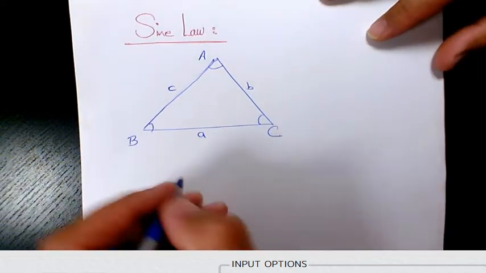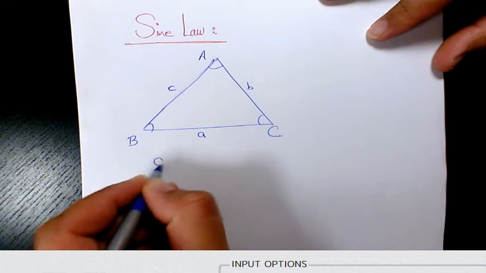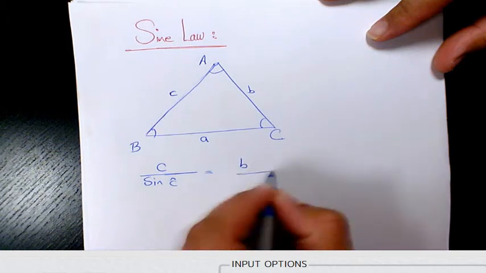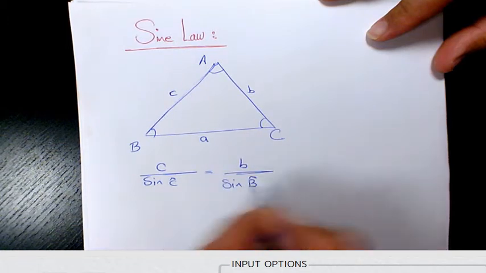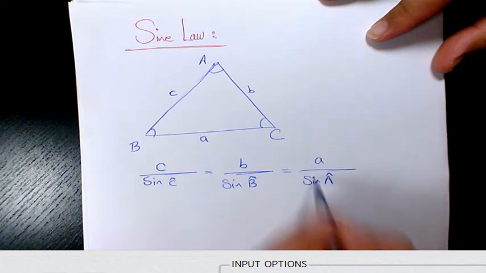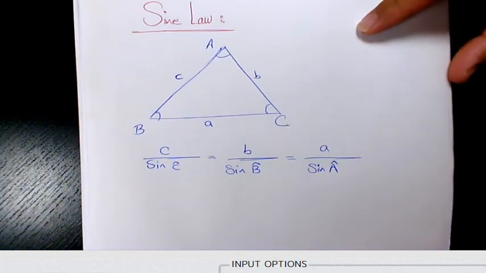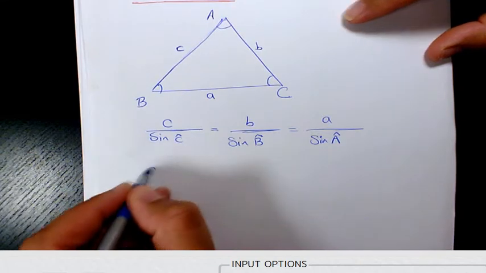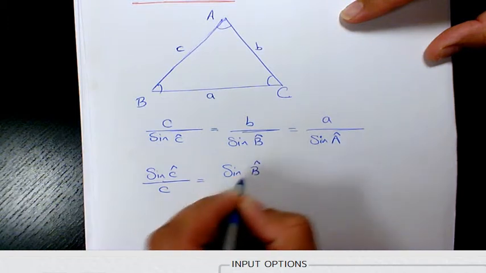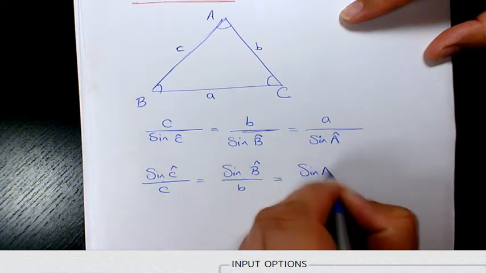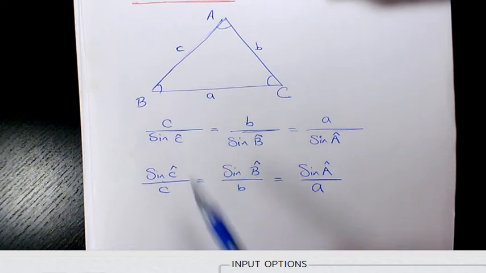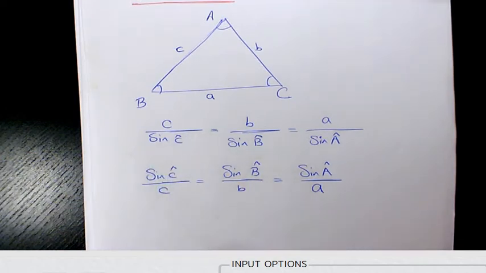So what's the formula for sine law? Sine law is saying that c divided by sine C equals b divided by sine angle B, and then equals a over sine angle A. That's the relationship for sine law. We can also write it this way: sine C divided by c equals sine B divided by b equals sine A divided by a. So both of them are correct. It doesn't matter which way you write it, we just need to be consistent.